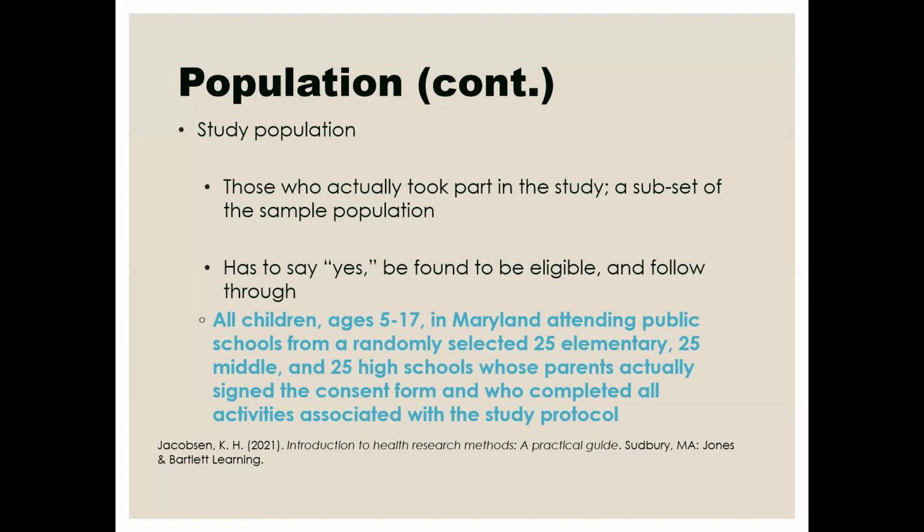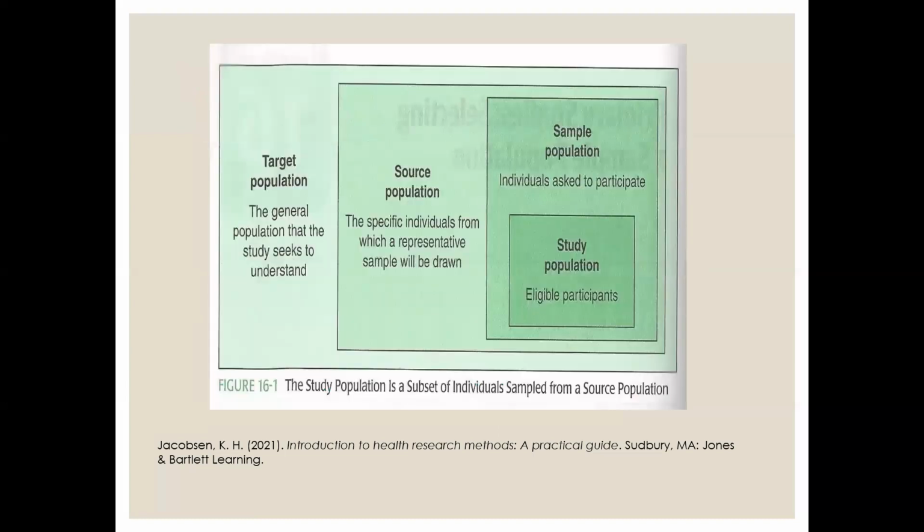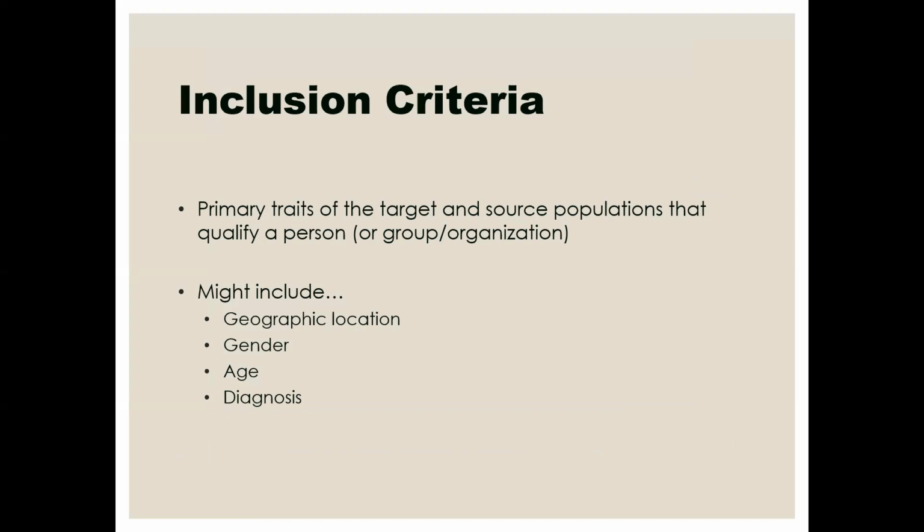Your population, your sampling frame, and I'll show you here. You have your population, the group that you're interested in, then you reduce with the sampling frame to the sample population, and then who actually are eligible and participate are your study population. So it's a way of narrowing down reasonably, just like you narrow down your research question, how many people you can have in your sample.